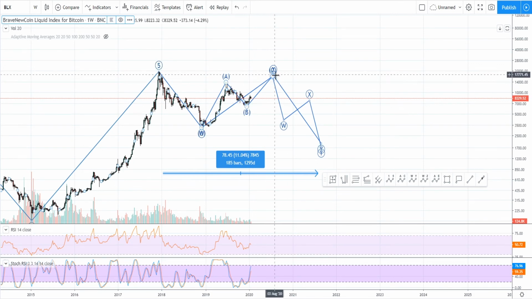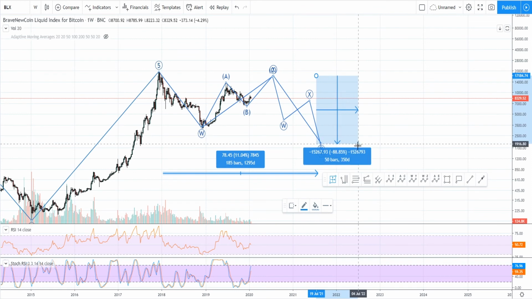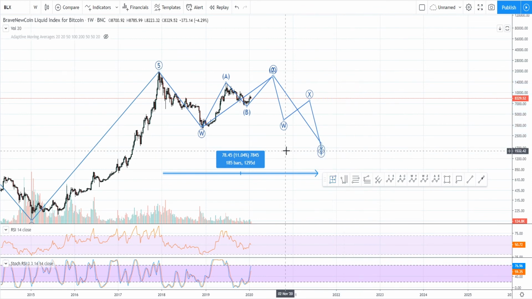But I would definitely try and take at least some profits here, especially if you have spot Bitcoin. I definitely would at least sell some of it here, because if we go down here, that would be quite a correction again. That would be around 90% even.